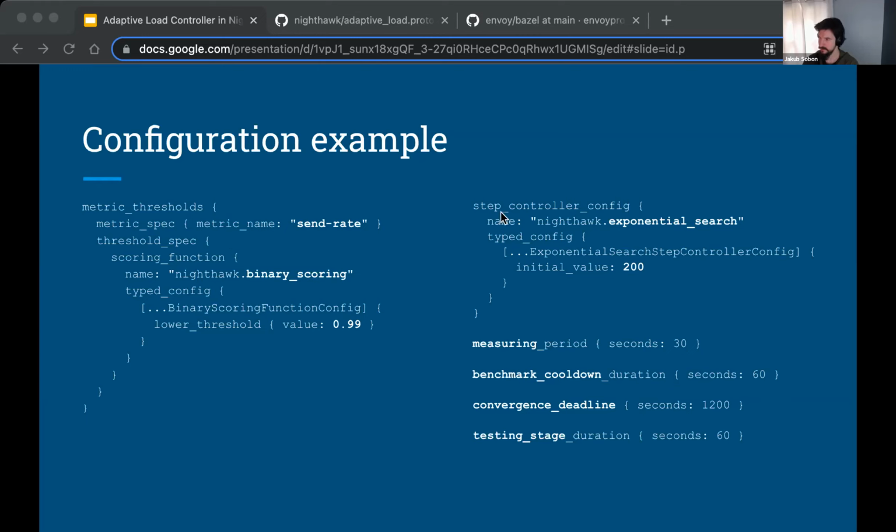On the right side, we have the step controller. We use the one that is there, the exponential search. We tell it what the initial value is. And this is where the configuration for the variable setter would be as well. It's not included because the variable setter that sets the RPS value is the default. So this performs exponential search across a set of RPS values starting at 200. The remainder of that are just the various deadlines and timeouts that you can configure.